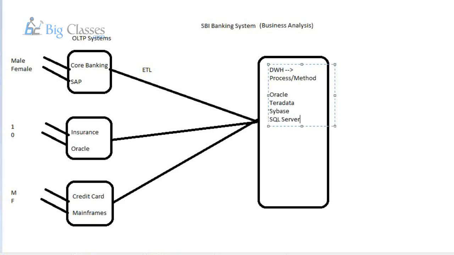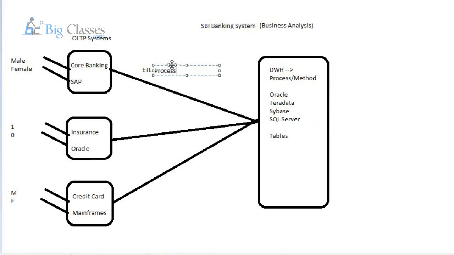So when you go into the real time, your data warehouse could reside on any of these databases, right? So a data warehouse is where you have the data again in the form of tables, which is useful for the business analysis, right? So we use the ETL process here.